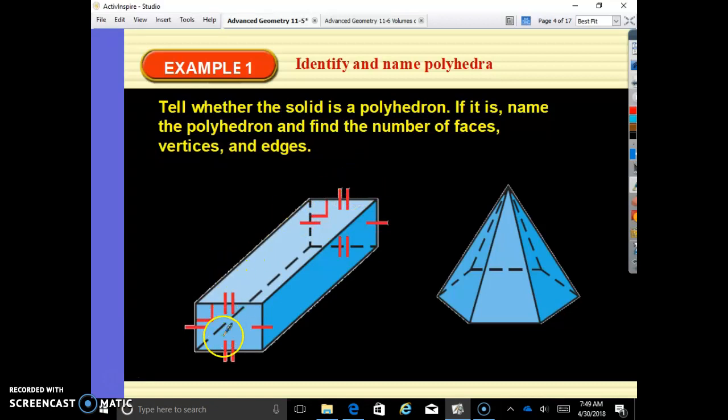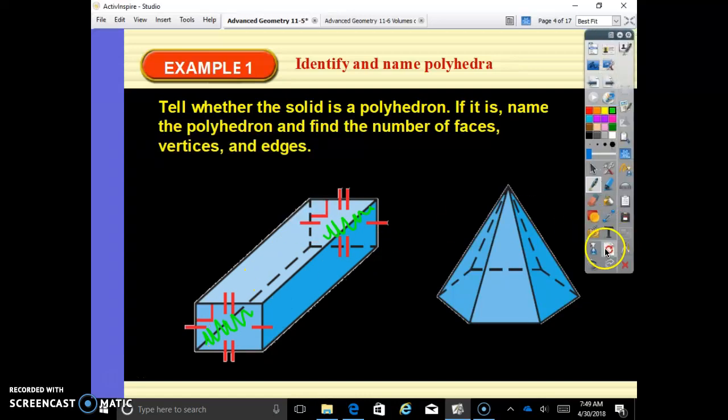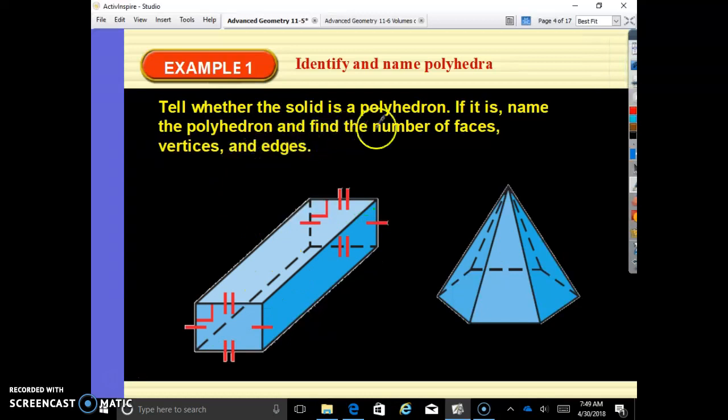So on this one, which two are the same? These two, right? This is your base. Your base names the shape. So these two are rectangles. I know this because they have opposite sides that are equal and they have right angles. So this is a rectangular prism. It has these two rectangular bases and then it has these four rectangles connecting them. So we know that this is a rectangular prism. Okay? So what do we know about the number of faces?